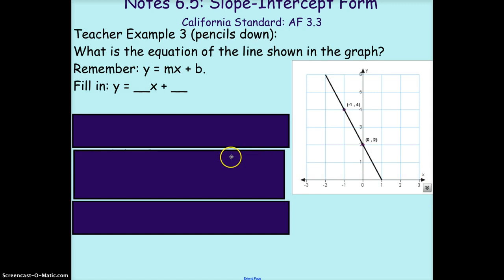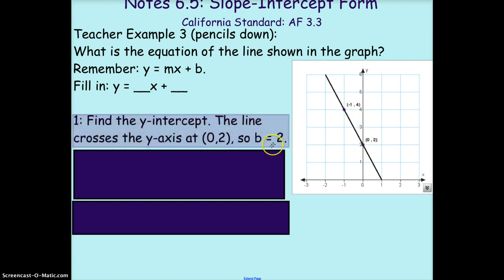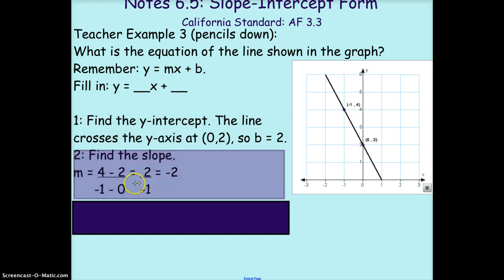Okay, please take a look at teacher example 3. What is the equation of the line shown in the graph? So we have our graph with our points. Now we need to find the m and the b. The b is easy. Obviously it crosses the y-axis at 2, so the b is going to be positive 2. The rise over the run is a little tougher. I'm rising up 2, but I'm moving backwards 1. So that means I would have -2 over 1, and I believe it's this box here.